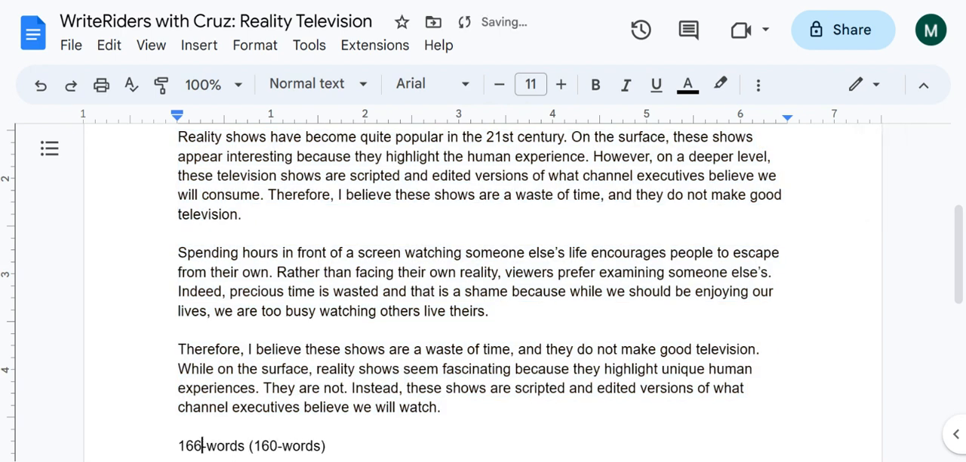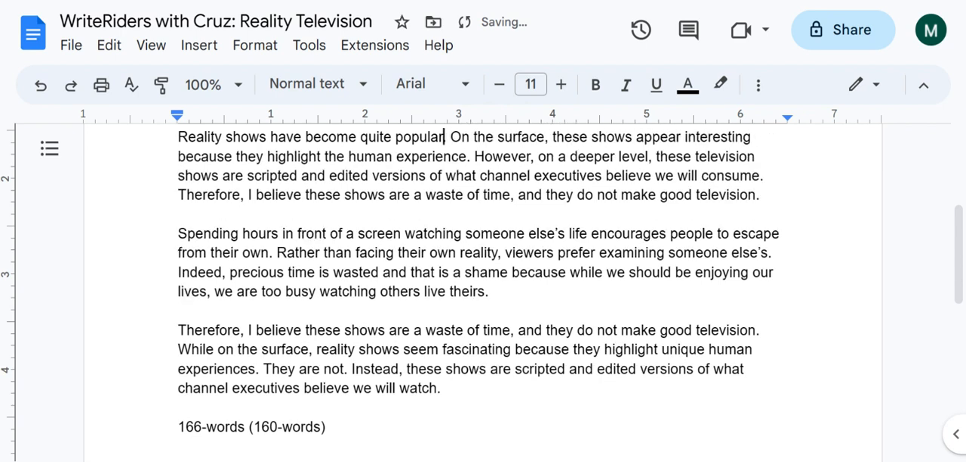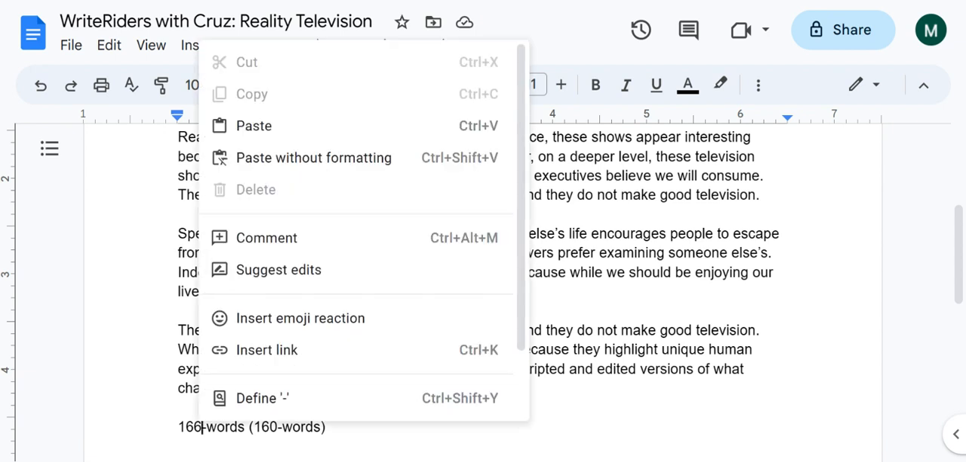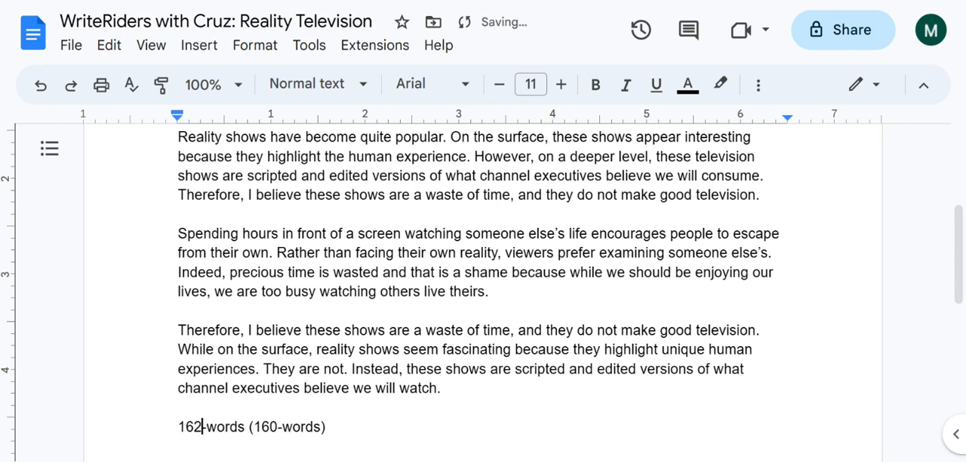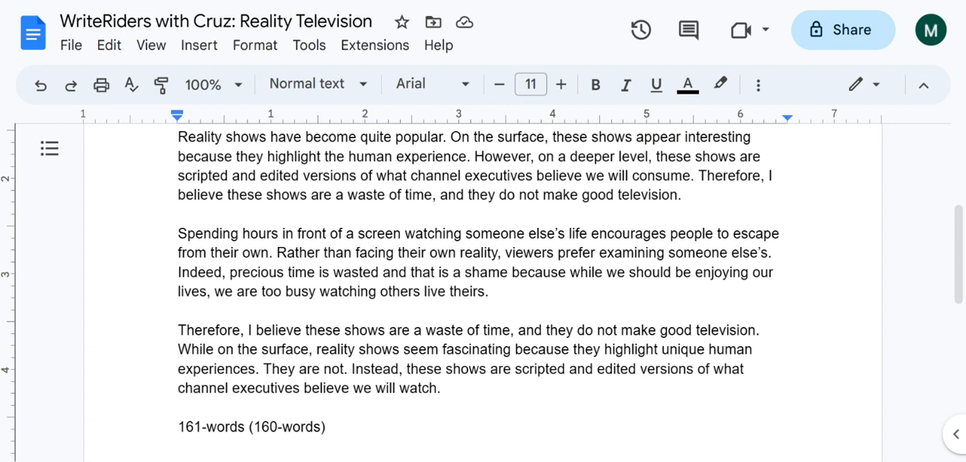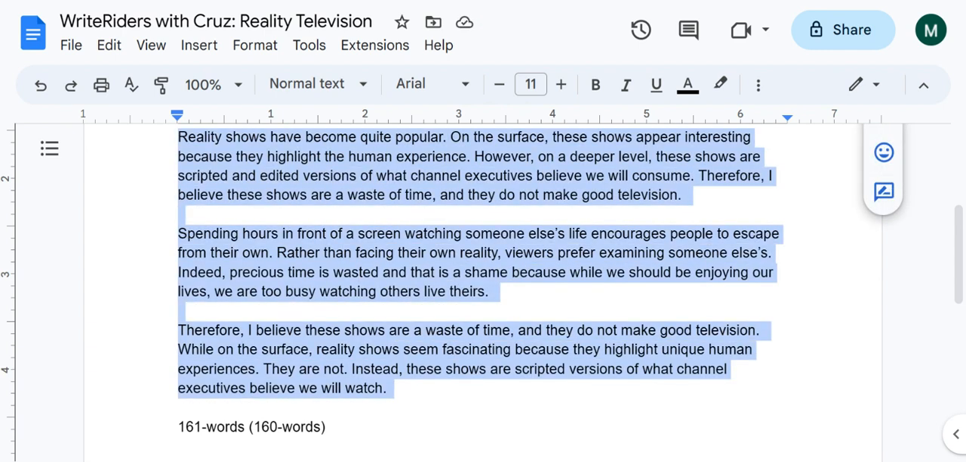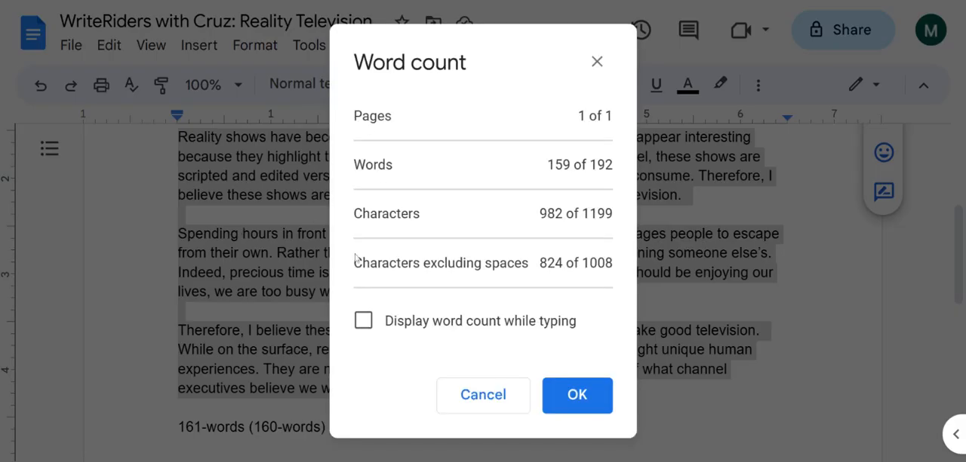So I still have 6 words to take away. Let me go back and take out, instead of having in the 21st century, that's going to eliminate four words right there, and just start with quite popular. So now I just have to delete 2 more words. So let's see. I'm going to take out television up here. Now I'm down to 161, and 1 more word to delete. Okay, I'm going to take out the scripted and edited because I said that earlier. And that takes us really to 159, right, writers? And I think I'm going to be okay with that. So just looking at the word count, 159.